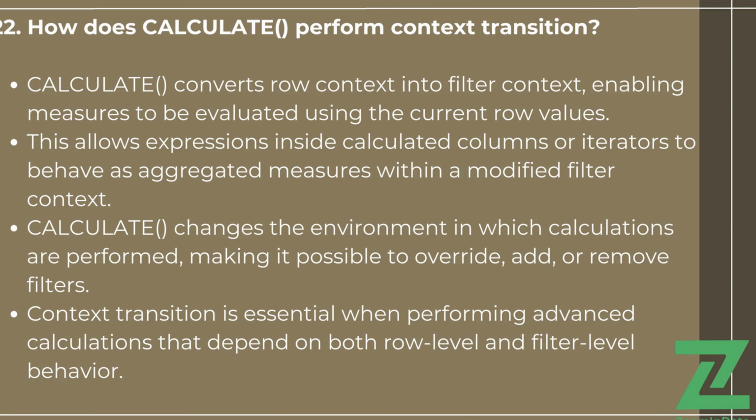22nd question. How does CALCULATE perform context transition? CALCULATE converts row context into filter context, enabling measures to be evaluated using the current row values. This allows expressions inside calculated columns or iterators to behave as aggregated measures within a modified filter context. CALCULATE changes the environment in which calculations are performed, making it possible to override, add, or remove filters. Context transition is essential when performing advanced calculations that depend on both row-level and filter-level behavior.